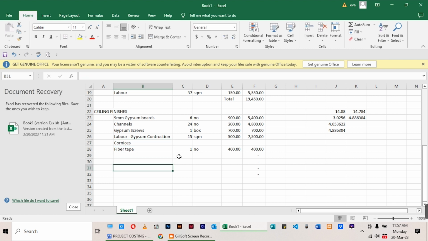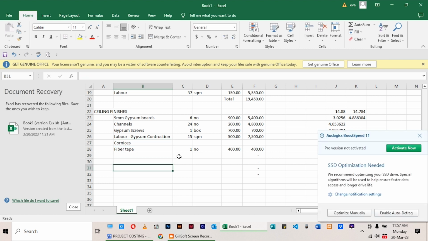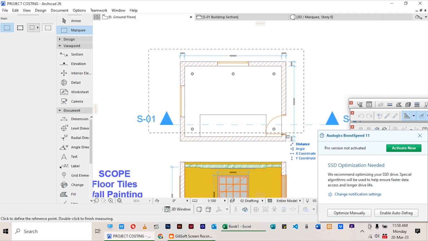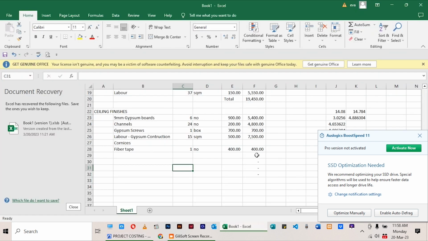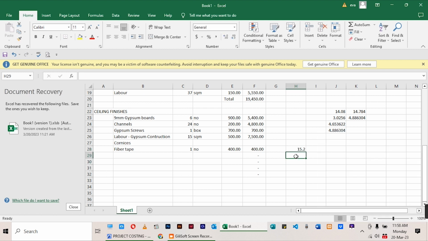Cornices are decorative elements that are used between the ceiling and the walls. So we need to cross-check and see that is the linear space. Cumulative distance is 15.2. So we are putting 15.2. 15.2 is the cumulative distance.